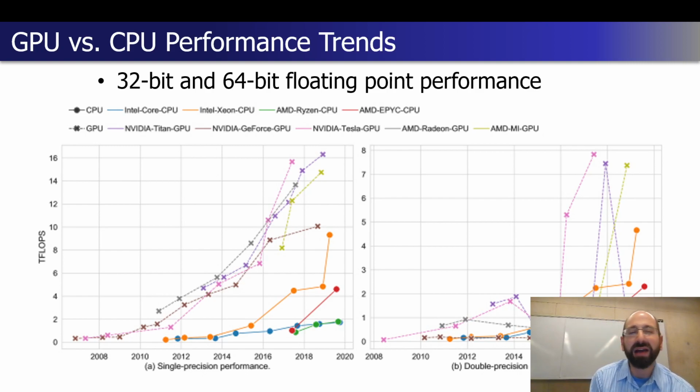What's interesting and not really able to be shown on a graph like this is one way that GPUs have been able to continue to increase performance in a way that CPUs have been less able to take advantage of is recognizing that we have these IEEE 754 floating point values.